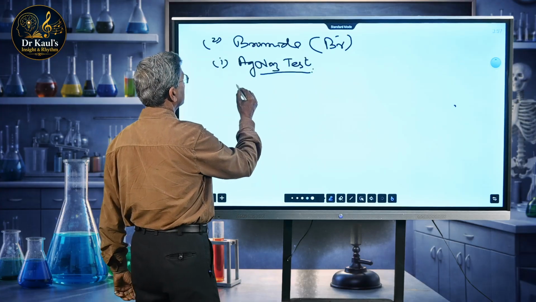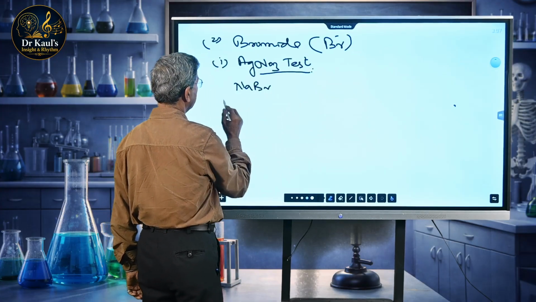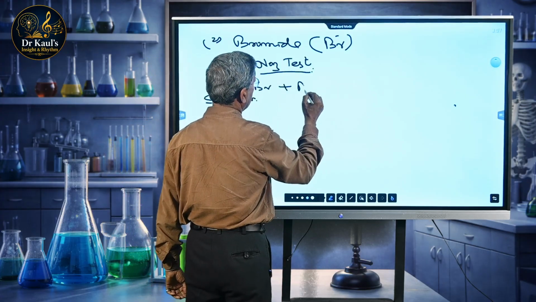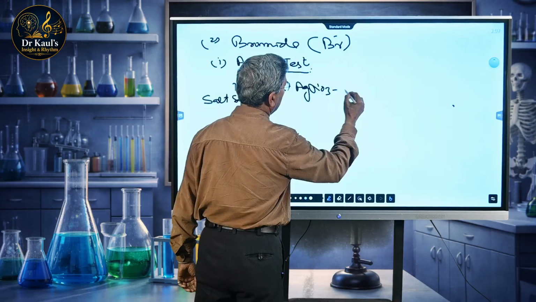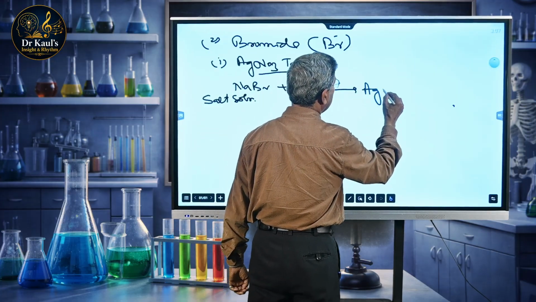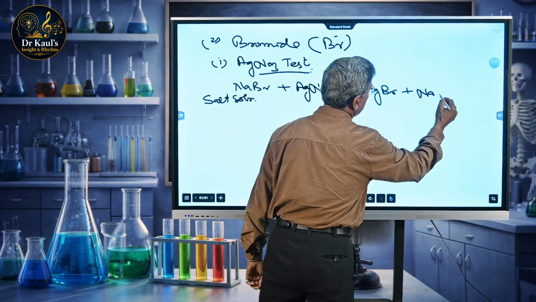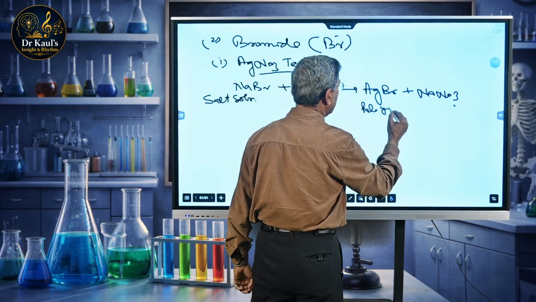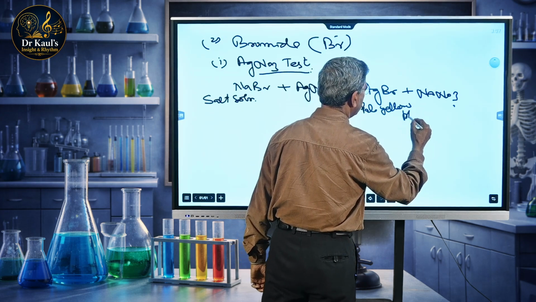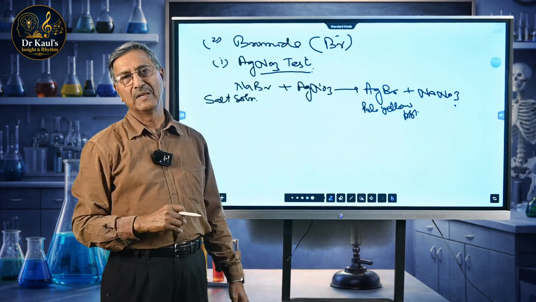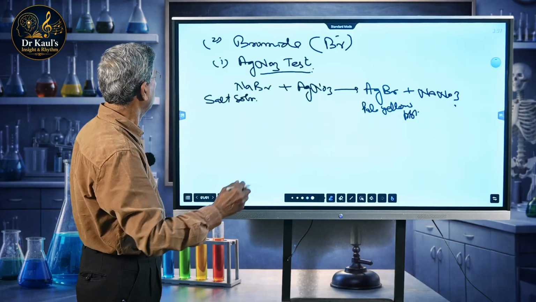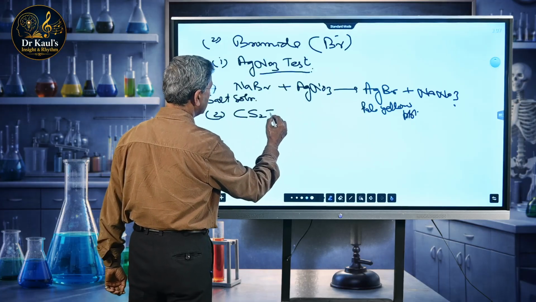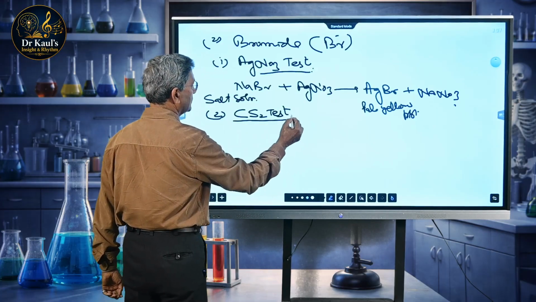So let us say, suppose we have got sodium bromide, this is the salt solution, we add silver nitrate to it, we get the formation of AgBr plus NaNO3, and this AgBr is a pale yellow precipitate which is partly soluble in ammonium hydroxide. And the second test for this is the CS2 test, carbon disulfide test, or we call it the CCl4 test.